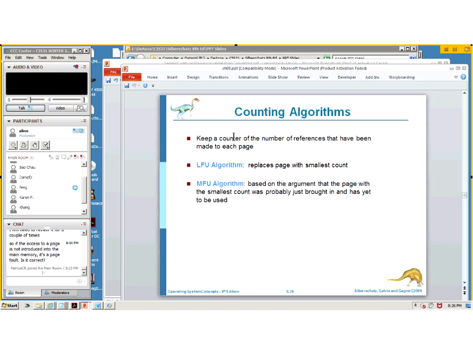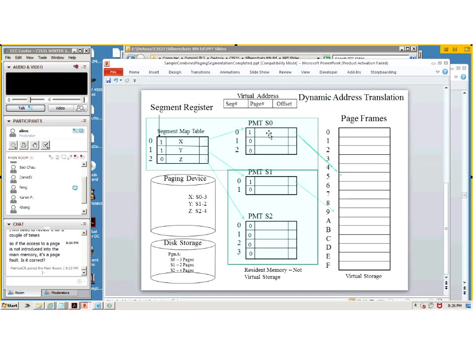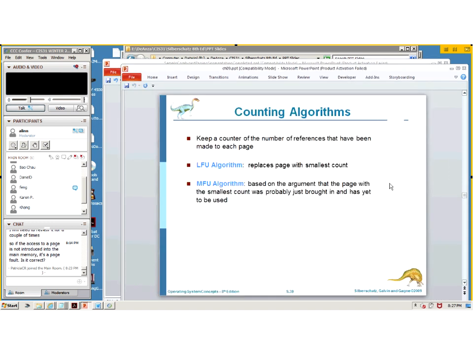That's what counting means. I'm going to have a counter on each page. So once again, every time I hit that page, it's been referenced, I up the count. I up the count. I up the count. And then when I need a page, I look at the page map table counts, and if I'm using least frequently used, that would be closer to 0, I would pick that page. Most frequently used, it would be maybe 1,000 or 2,000 or 10,000. I would replace that page. That's the argument.